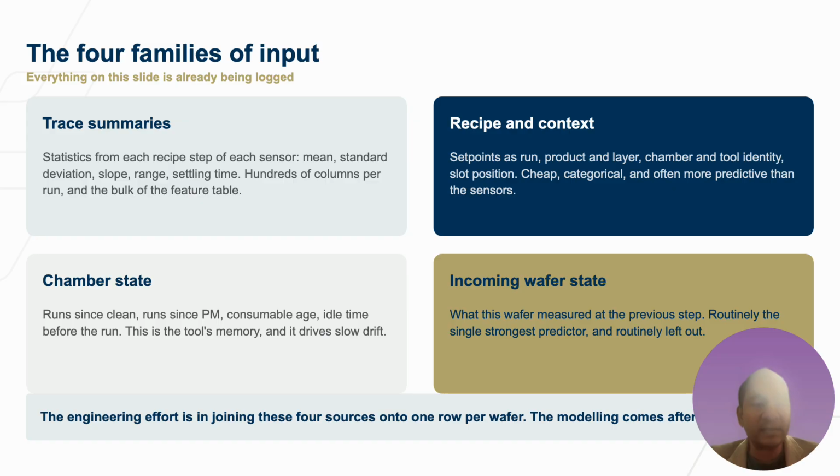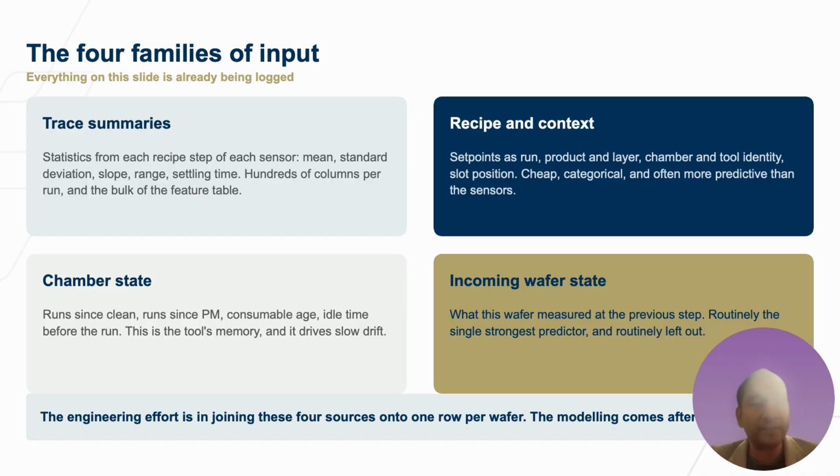The set points as actually run, which sometimes differ from the recipe as written: product and layer, chamber and tool identity, slot position. These are cheap and mostly categorical and frequently more predictive than the sensors, which surprises people the first time. Runs since clean, runs since preventive maintenance, consumable age, idle time before the run. This is the tool's memory and it is what drives a slow drift we spent lecture 3 trying to compensate for.